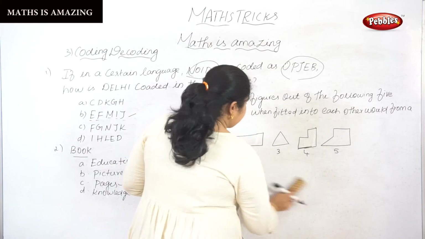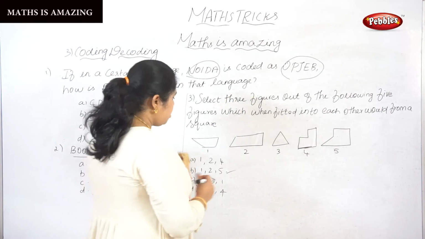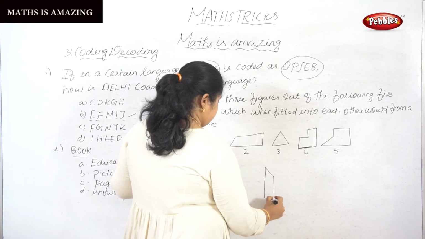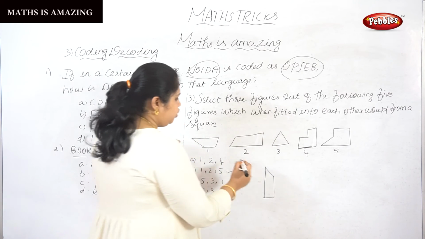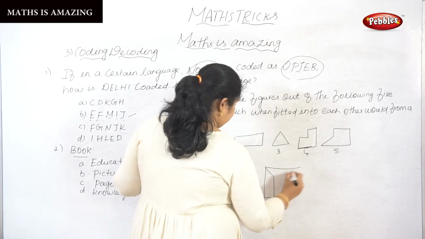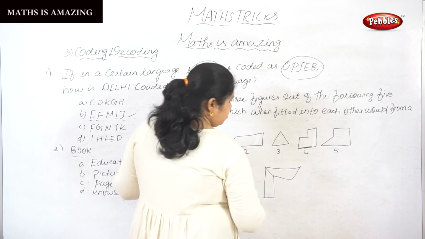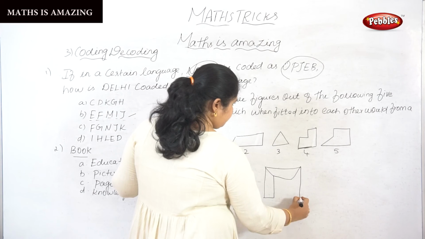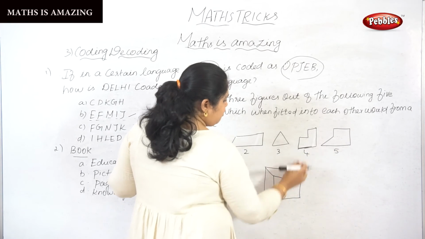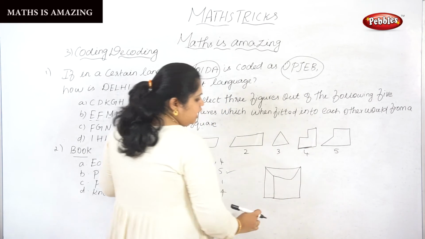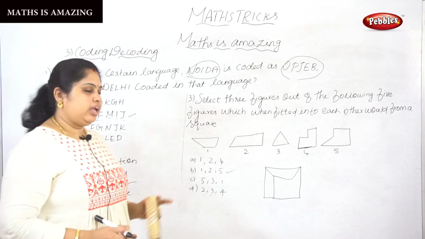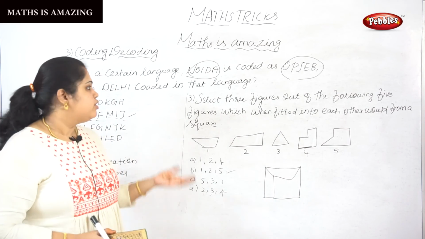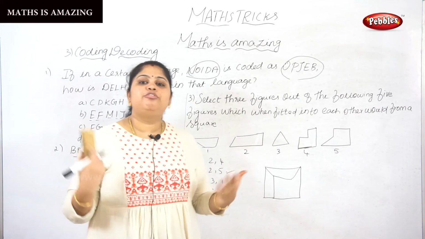Let's check. So what is 1 here? This is 1. I have drawn it. This is 2. Next, this is 5. So already I have this line here and this line here. So 1, 2, 5 is the right answer. If you take 1, 2 and 5, we get the proper square. Okay, so every sum will be different from one another.